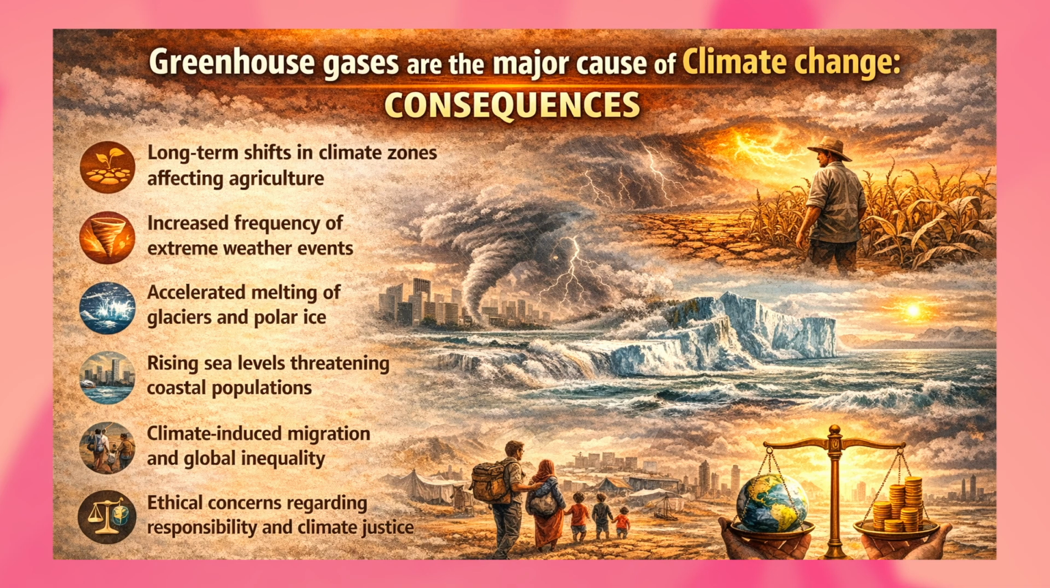Consequences: long-term shifts in climate zones affecting agriculture, increased frequency of extreme weather events, accelerated melting of glaciers and polar ice, rising sea levels threatening coastal populations, climate-induced migration and global inequality, and ethical concerns regarding responsibility and climate justice.